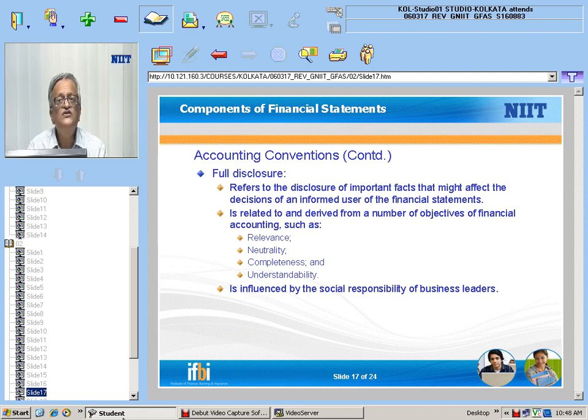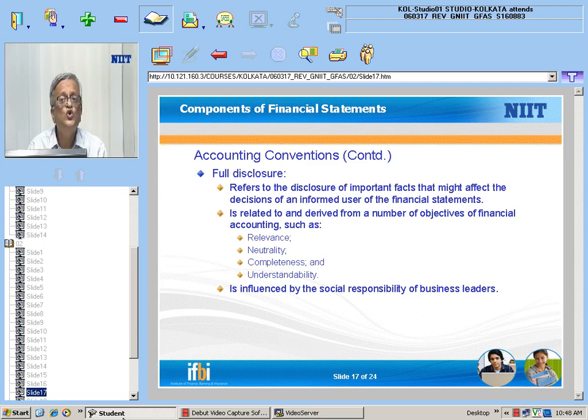The enterprise must disclose all important facts. That is the important thing. It is influenced by the social responsibility of business leaders. So today, it has become the social responsibility of the business leaders. Why? Because the common man is investing in the company. He is making investments in the company. He is buying the shares of the company and he is becoming a shareholder. So because he is a shareholder, as an owner, he has a right to know every aspect of the business of the organization. That's why full disclosure is very essential.